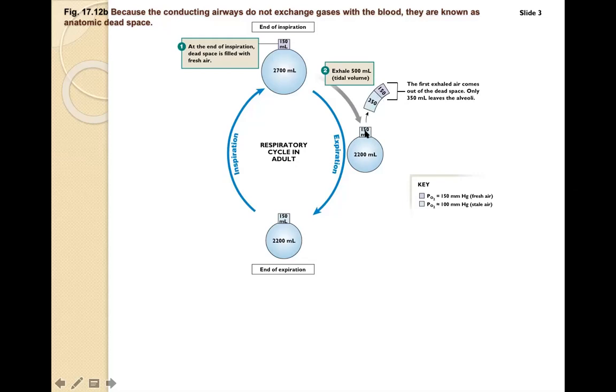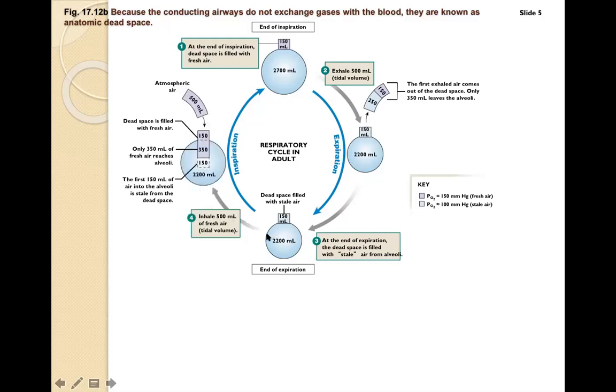Well, let's look at what happens now. After we finish exhaling, there's 150 mils that was in the lungs, but is stuck in the trachea and the bronchi. That's stale air that was in our lungs that we haven't exhaled. So the first part of our new inhalation is going to be that first 150 mils that's stale air. It's stale air that was from our initial inspiration.